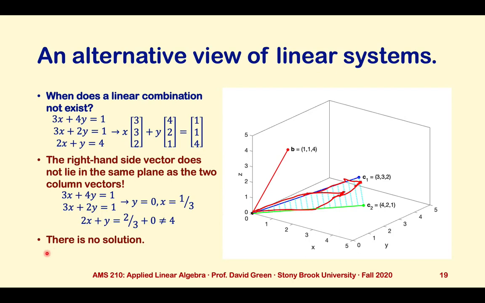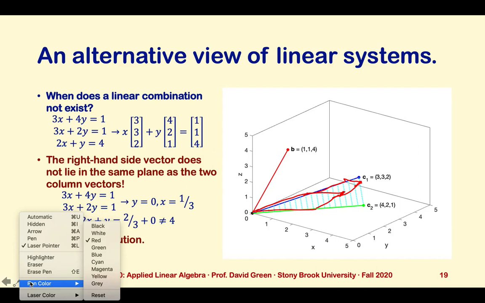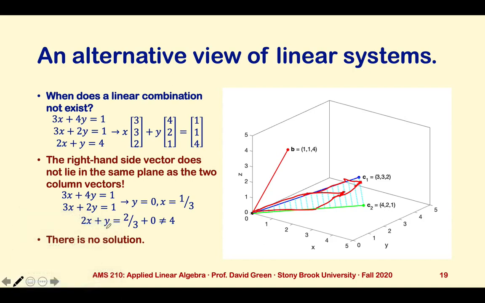This particular right-hand side is not on that plane. Right? If we think about drawing a perpendicular line down onto that plane, it doesn't sit on the plane. In a case where the right-hand side does not lie in the same plane as the two column vectors, we don't get a solution. That's what it means to have that.